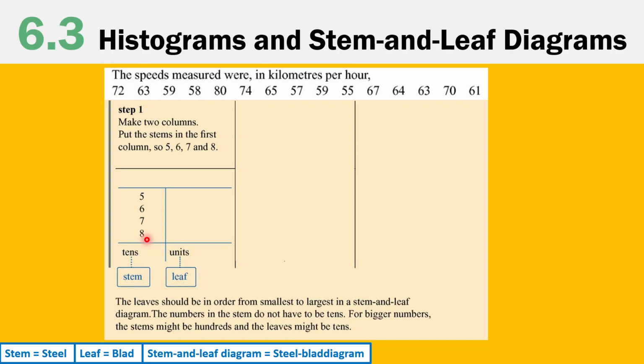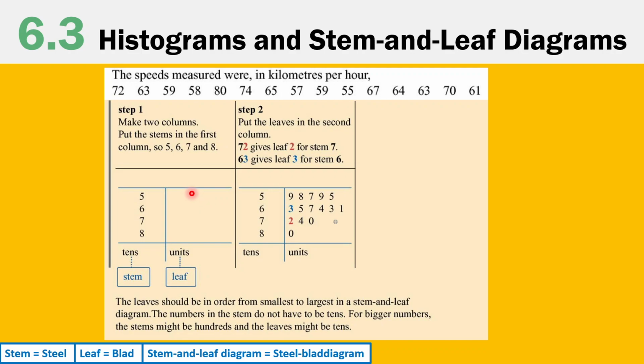Now we're going to write down our actual data values by using our unit system to the right as well. What you're going to do is write down the leaves in the second column. For example, the number 72 gives you leaf 2, the stem was 7, so here is the data number 72. Then 63: my stem, my tens, is 6, and my leaf is 3, so here's the number 63.